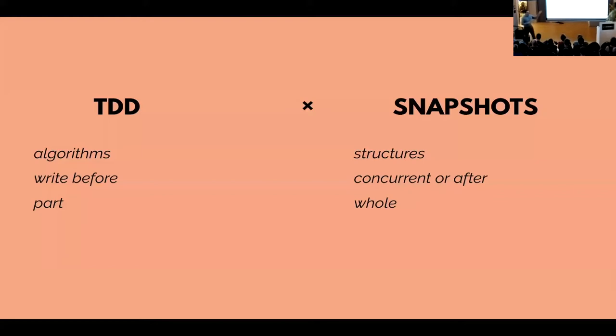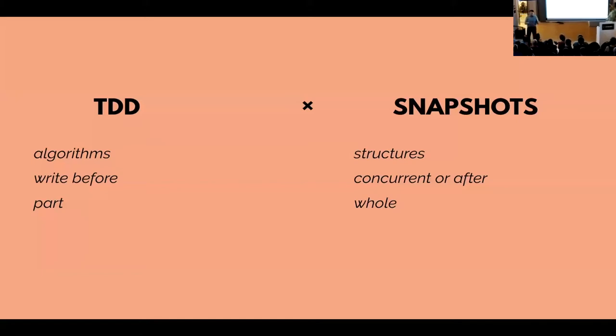On the other hand, snapshots were created maybe for React components. I mean, can you imagine writing TDD for React components? You would basically have to write the whole HTML structure, and then you would rewrite it in React, maybe with a template string, right? So I think it would be too much work. For complex structures, and by that I mean really big JSONs or HTML fragments, snapshot testing can be easier.